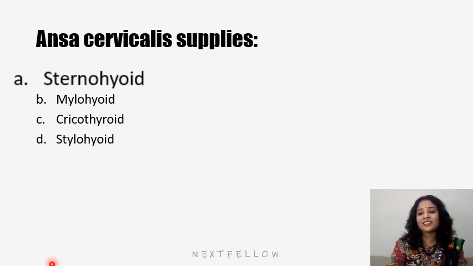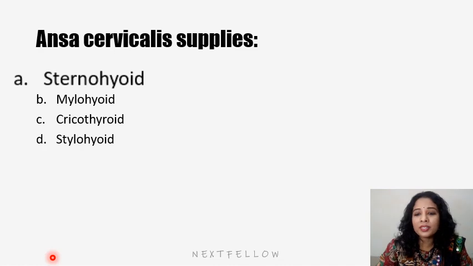So this completes the Ansa cervicalis along with the muscular triangle and a little bit more about infrahyoid and suprahyoid muscles. Thank you.